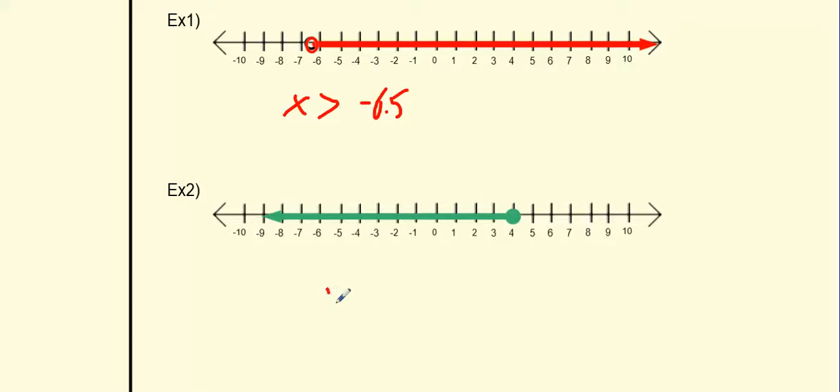And here we have x, and we have a 4. I know I'm going to have the equal sign there because it's filled in. Alright, we want all the numbers that are smaller than 4. Or equal to, of course.